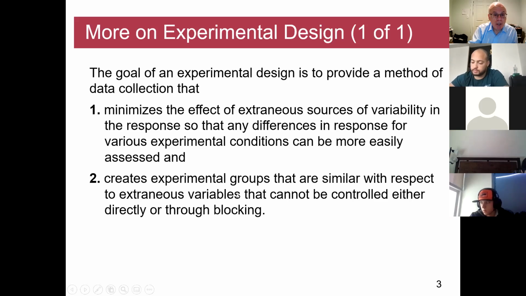Now, we create these experimental groups that are similar with respect to the extraneous variables that cannot be controlled either directly or through blocking. So random assignment creates treatment groups, and we're controlling for extraneous variables that can't be controlled directly or cannot be blocked. Or another possibility that's not mentioned here is that we're just not aware of what these other variables could be. It's possible that there are variables out there that could be influencing the results that we're not even aware of.